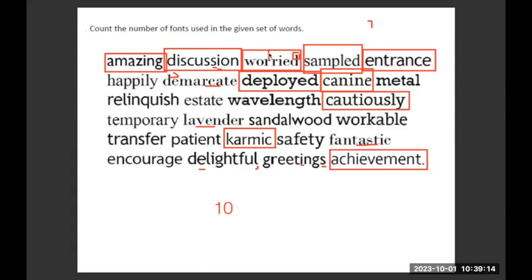Worried and sample. Worried and sample, they are different. One ends with a dash and one ends with something like this. 1 second, let me draw that. So one ends with something like this and one ends with a dash like this. Worried and sample. Clear? Any doubts, any questions? Okay. We'll move to the next one now.